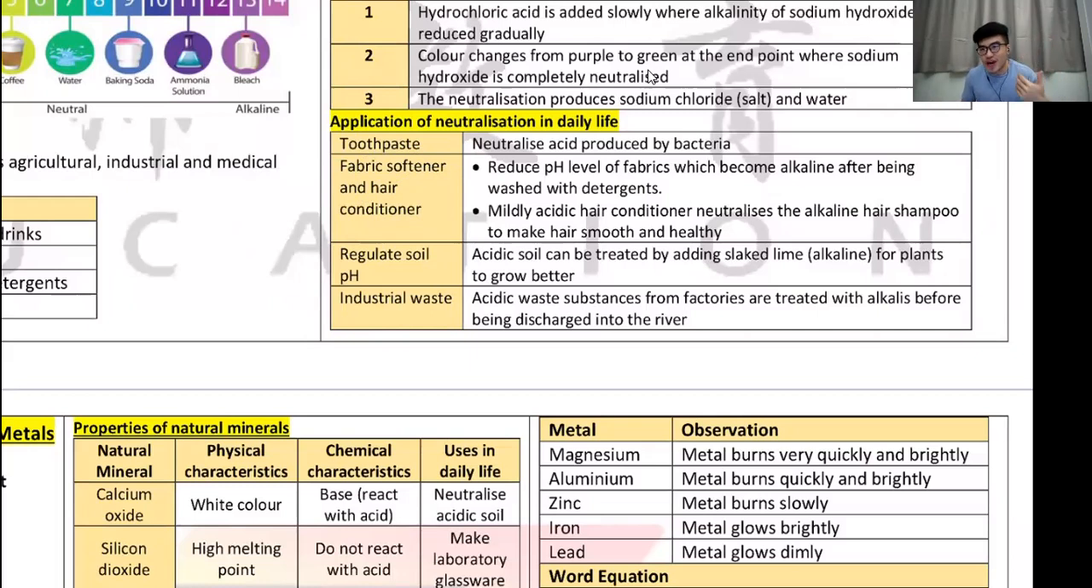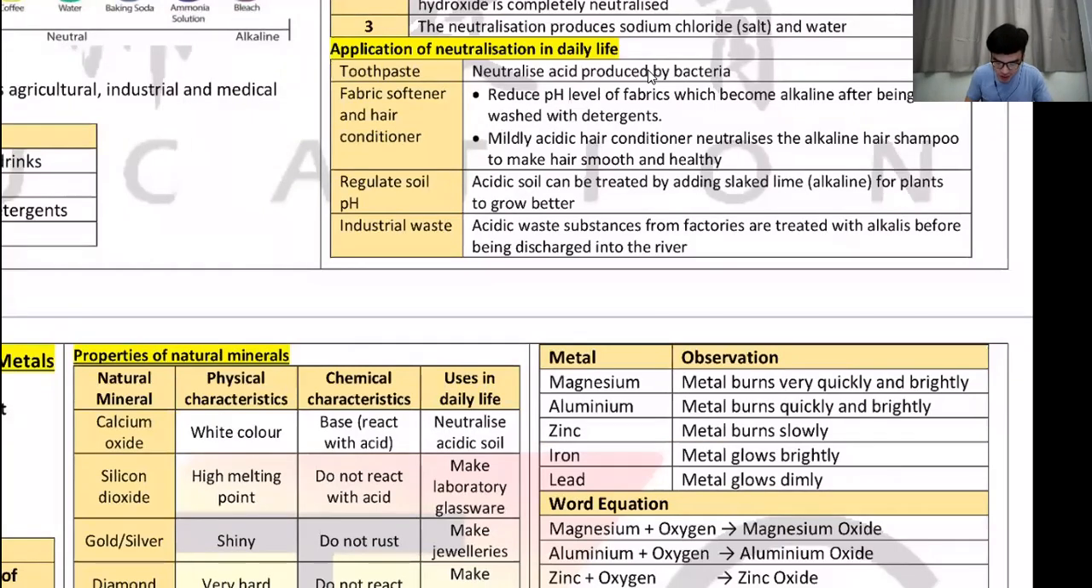So if you wash your hair with just shampoo, it's going to feel very dry. If you put hair conditioner, it is much nicer to touch. You watch your Sunsilk advertisement, you know the hair is like that. Okay, you get the point. And then of course, to regulate soil pH, you will add something called slake lime.